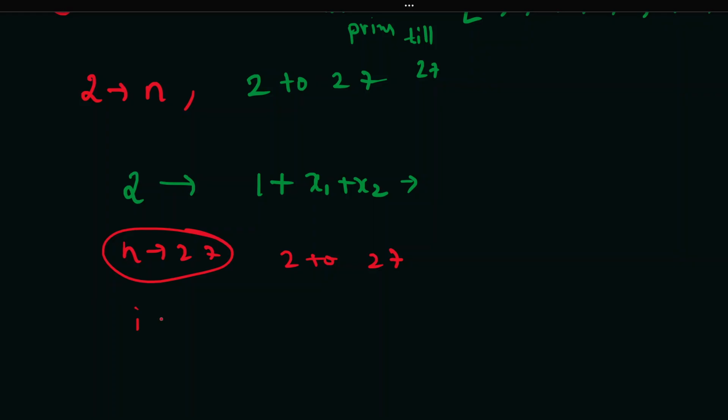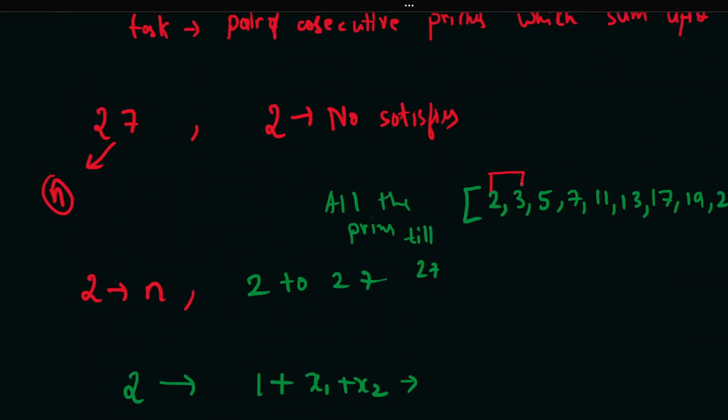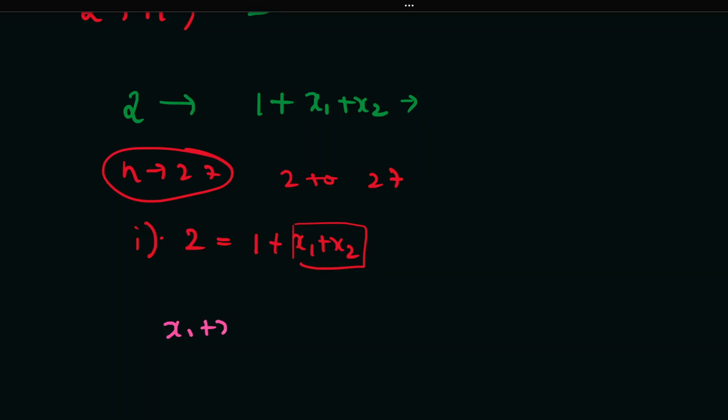Let's check one by one. Can 2 be written as 1 plus x1 plus x2? x1 plus x2 are consecutive primes. So consecutive primes are these. Right? So it will become x1 plus x2 is equal to 1. Is there any way we can get 1? No. Now let's do 3 next. So 3 will be 1 plus x1 plus x2.